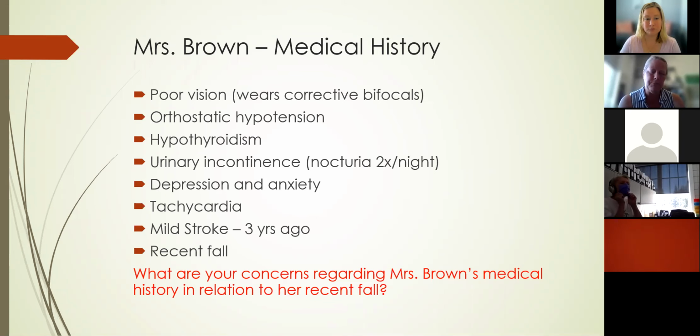She usually gets up twice a night to go to the bathroom. She has a history of some depression and anxiety. She's had some medication to help her with that. She's had some tachycardia that actually led to a mild stroke 3 years ago, and she is taking medication to control that. And she does indicate to you that she has had a recent fall.